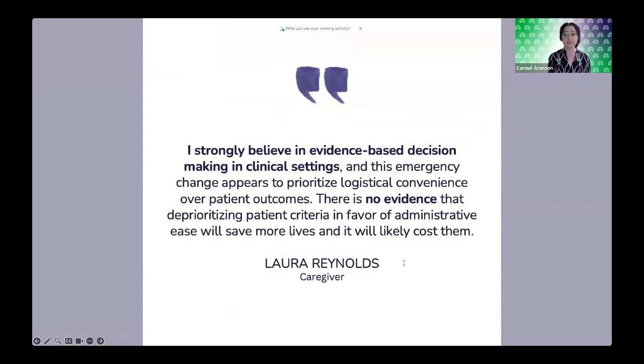A similar sentiment was expressed by another caregiver in her public comment. She writes, "I strongly believe in evidence-based decision-making in clinical settings, and this emergency change appears to prioritize logistical convenience over patient outcomes. There is no evidence that deprioritizing patient criteria in favor of administrative ease will save more lives, and it will likely cost them."